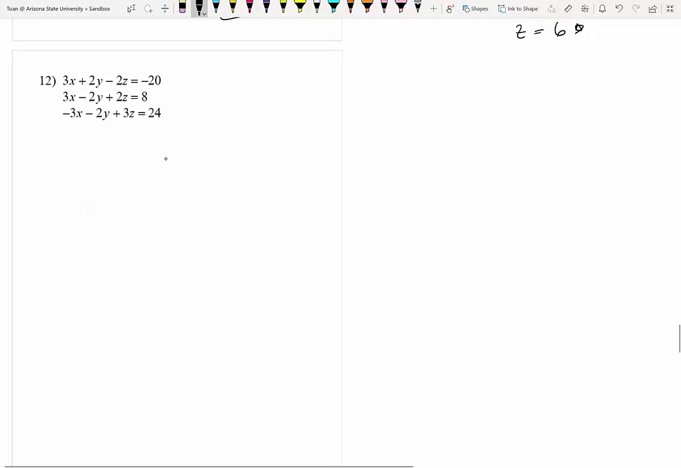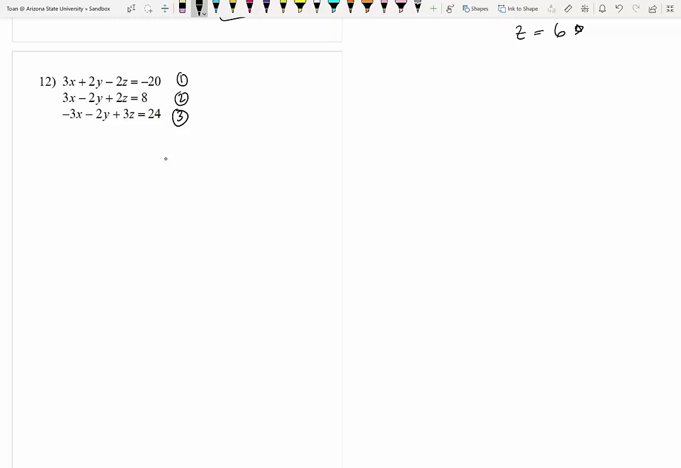Number 12 here, same concept. So let's label this as equation 1, equation 2, equation 3. So the idea to solve three variable systems is just basically do a whole bunch of eliminations. First step, pick any two equations and eliminate any variable. Let's pick, I don't know, the first and second one.